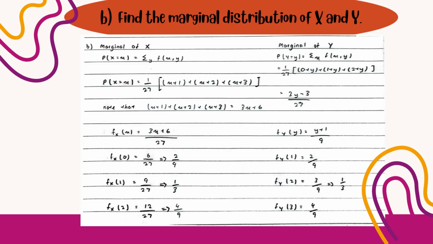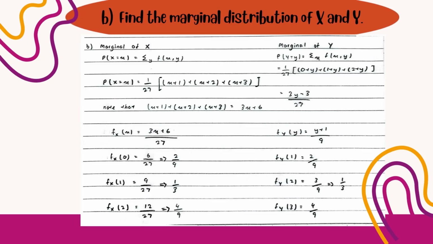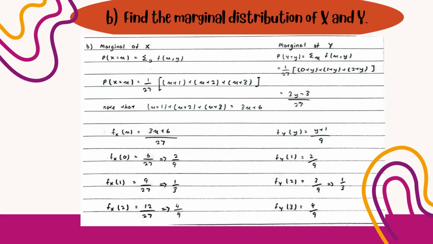To find the marginal distribution of x and y, we have to calculate by using the sum over y of the function. And after we simplify, we get marginal x as 3x plus 6 over 27. After we plug in each value as x equals 0, 1, and 2, we will get the answer. Here's the following answer. And for the marginal y, we have to calculate the sum over x of the function. And after calculating, we get the marginal function of y as 3y plus 3 over 27. And we plug in each respective value of y, which is y equals 1, 2, and 3.